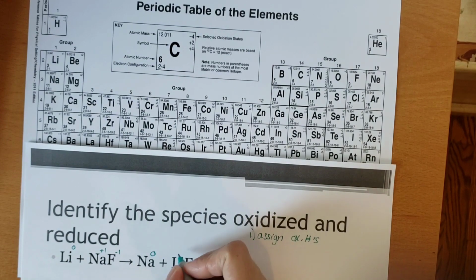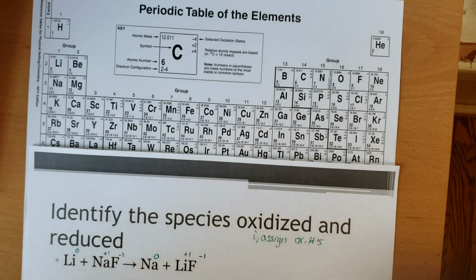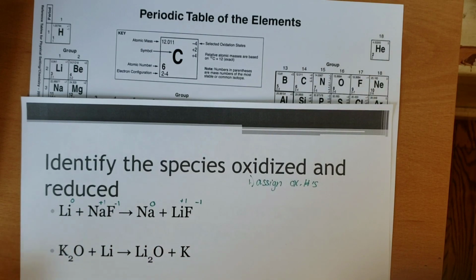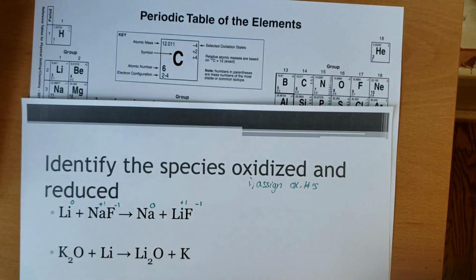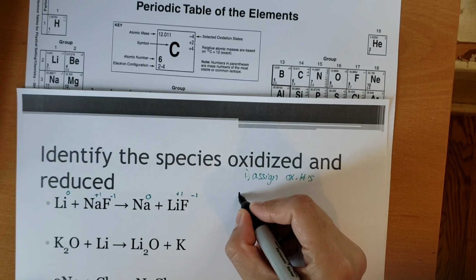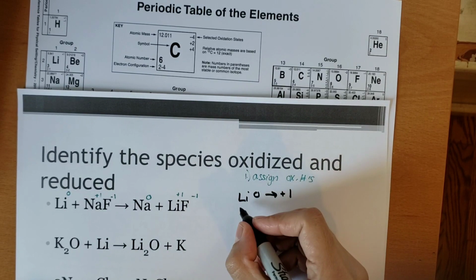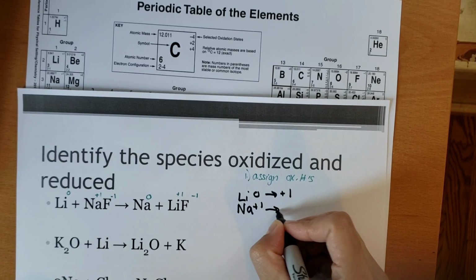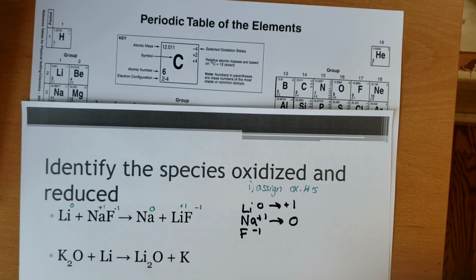So if we continue to use our reference table, we can see the oxidation number of all of the species that are participating in this reaction. The next thing we're going to do is we're going to see how the oxidation numbers have changed. So what I can see is that the lithium has changed from 0 to +1, while the sodium has changed from +1 to 0, and the fluorine has stayed constant at -1.